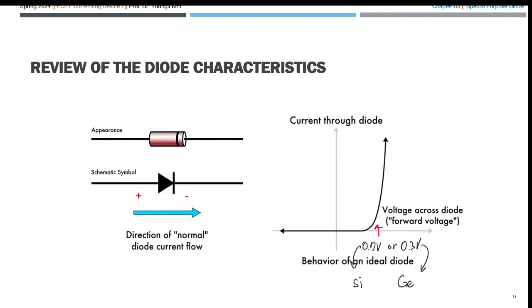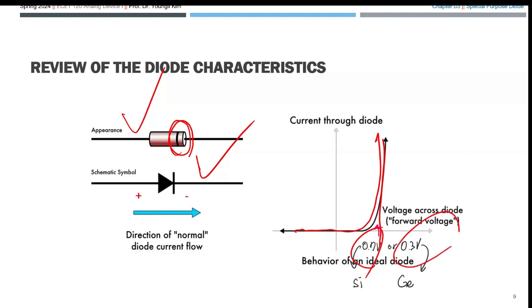So that was one more time the review of the diode characteristic. That is the schematic symbol. That is the appearance. The line is the minus part. Be careful. On the real diode, the line is the minus part. And then only one direction, the normal diode current flows from the left to the right. And then that was the graph behavior of an ideal diode, the current through the diode, at some point the voltage is working. It depends on silicon 0.7, germanium 0.3, the LED is 2 volt.